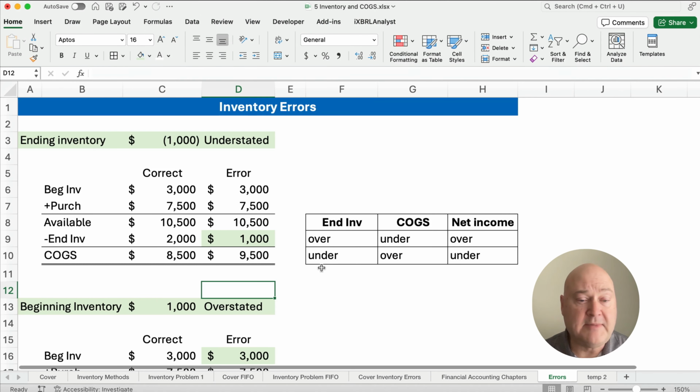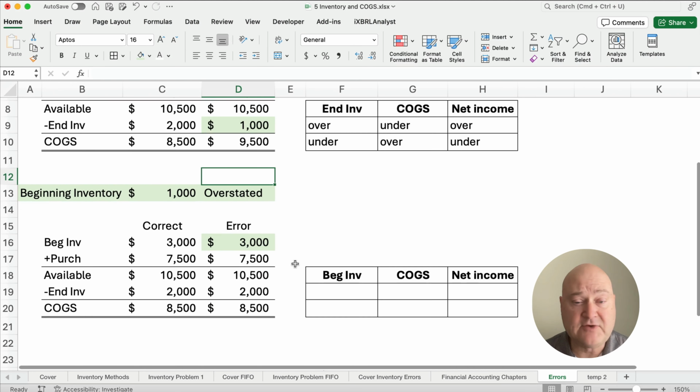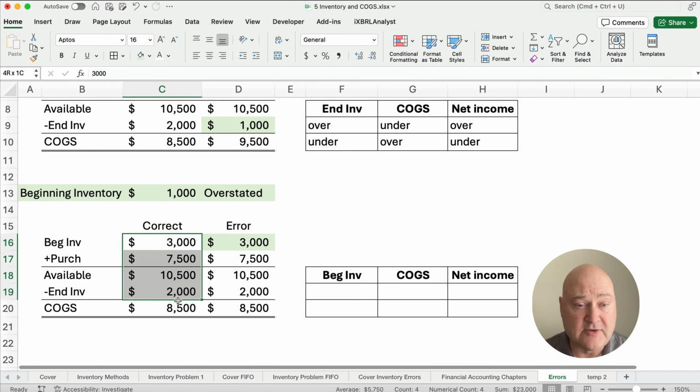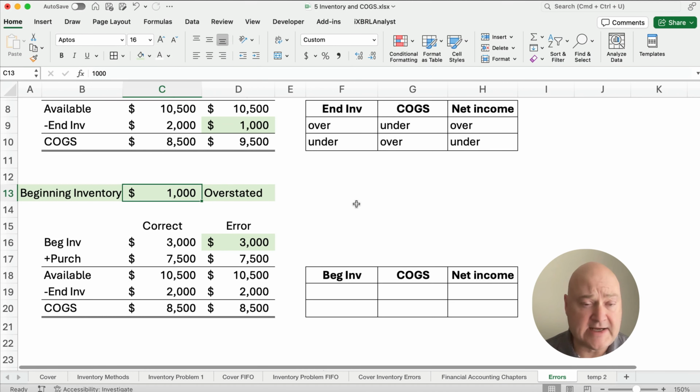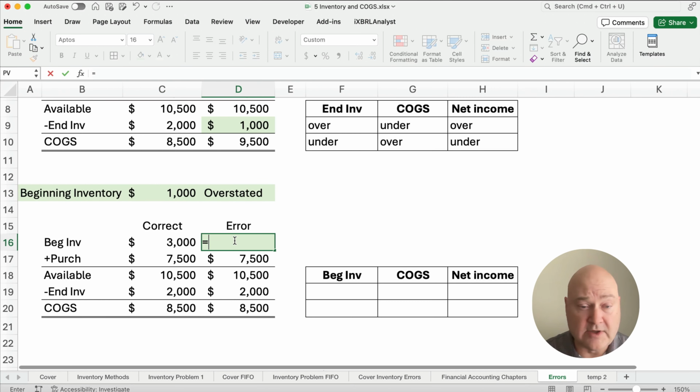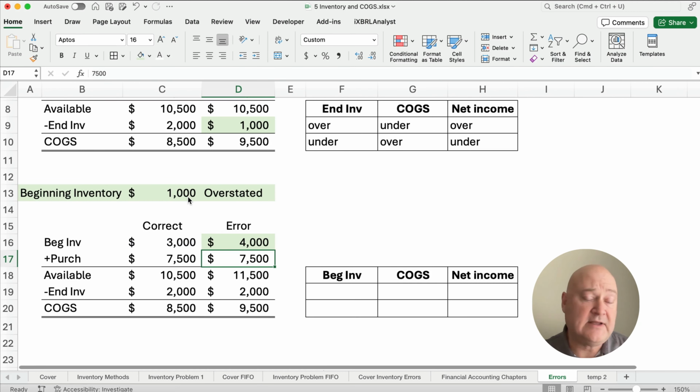All right, so let's do the beginning inventory. We have beginning inventory, the same type of problem. We're going to do the same numbers here. But let's say we have $1,000 overstated on beginning inventory. So instead of being 3,000, we're going to take the 3,000 plus the 1,000. So what if our beginning inventory is 4,000, too high? That means our goods available is $1,000 too high because we're $1,000 too high on beginning inventory. Our ending inventory is still the same, but our cost of goods sold is going to be higher.